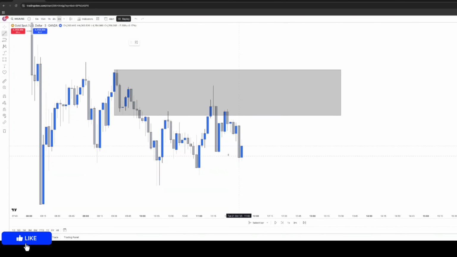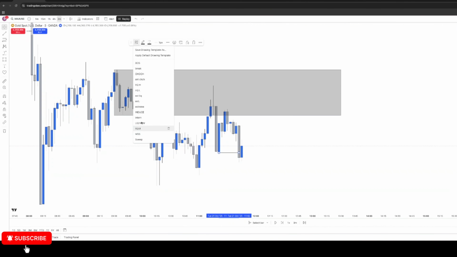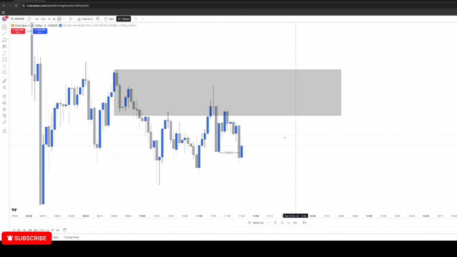I think you can see there was a break of structure around here, which I can call a change of character still. And let me mark it as a change of character or internal change of character. And this was my zone to take a trade. So this is where I had to take a trade from.